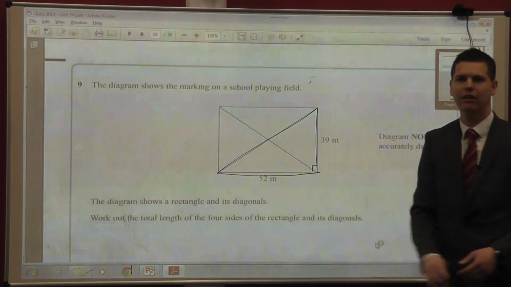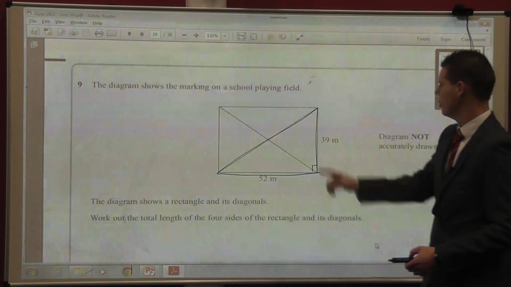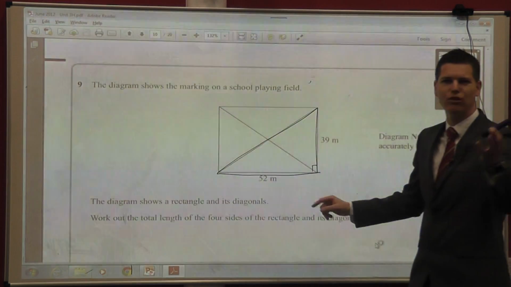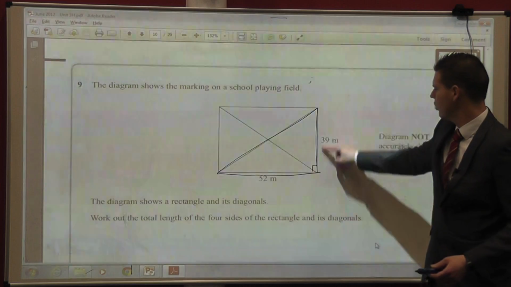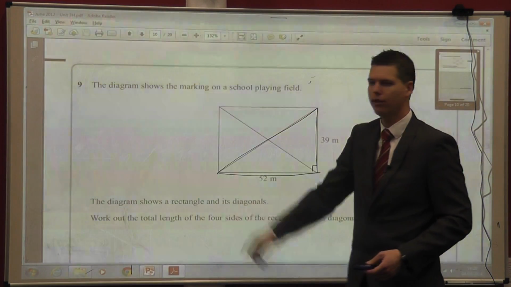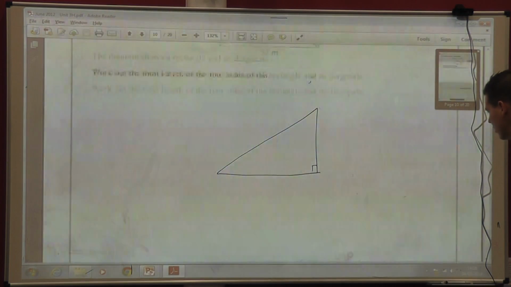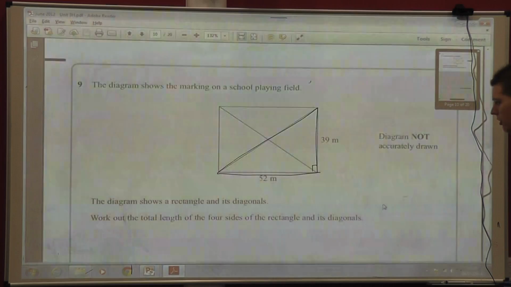So you can find out the length of the diagonal. Square, square, add, square root. So you've got 2 diagonals at whatever length you just calculated. You've got 39 and 39. You've got 52 and 52. You add them all together, and it gives you the answer for 5 marks for that question.